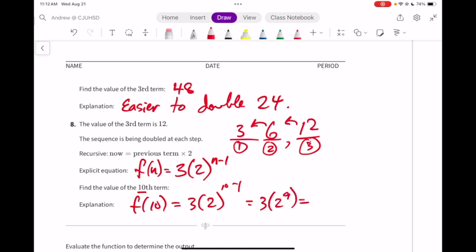Let's see what Siri says. What's 3 times 2 to the 9th power? It's 1,536. It's even easier to tell Siri what to do to get the answer.